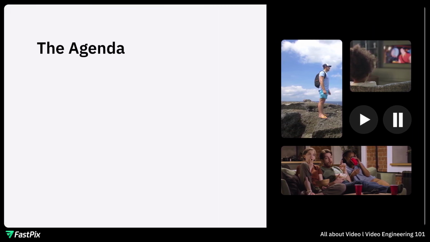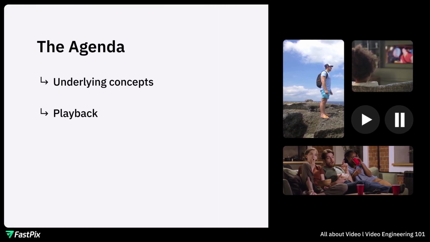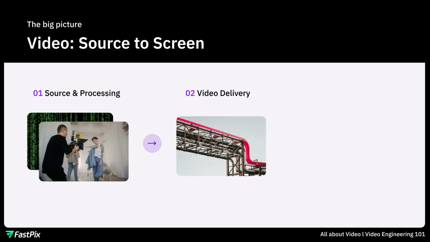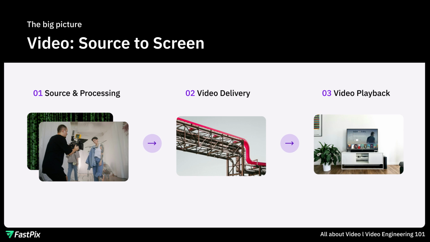We'll cover some key underlying concepts, then dive into playback, streaming delivery, and media processing. Here's the big picture of how a video you're watching goes from source to screen. Source and processing, where the video content is created and processed. Video delivery, how it travels across networks to reach you. Video playback, the final step, where the video plays on your device. Each part plays a crucial role in delivering a smooth viewing experience.